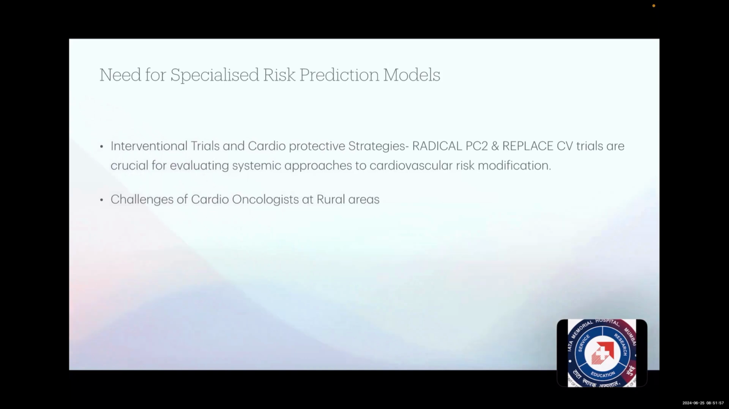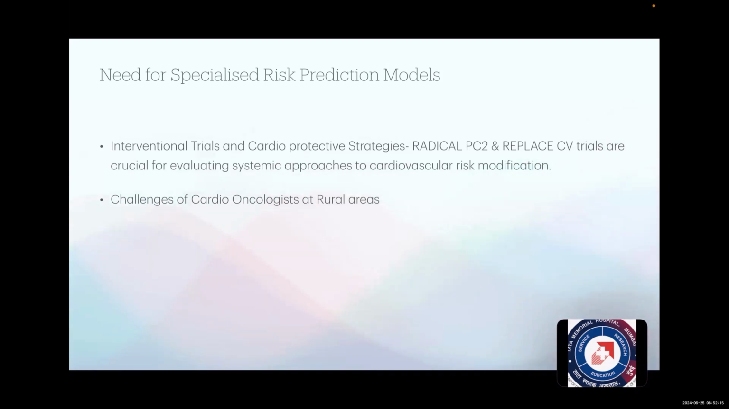Interventional trials and cardioprotective strategies. Trials such as Radical PC2 and Replace CV are crucial for evaluating systematic approaches to cardiovascular risk modification. These studies will assess the impact of coordinated care involving cardiologists and oncologists on cardiovascular outcomes in prostate cancer patients.